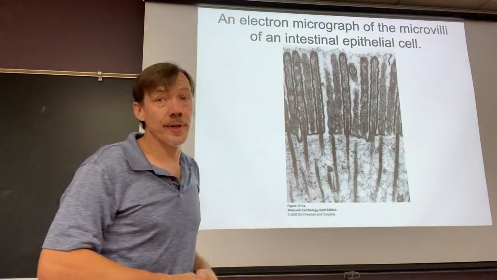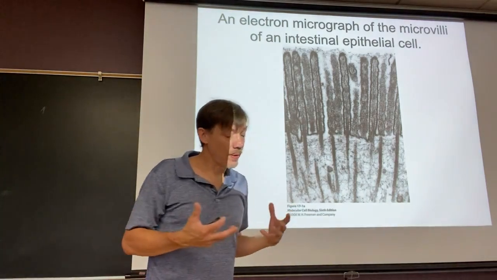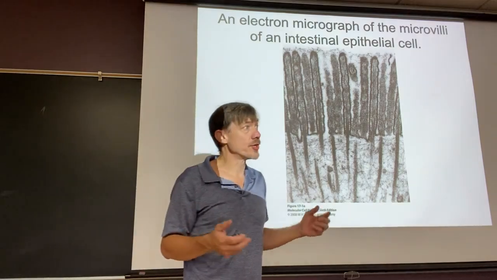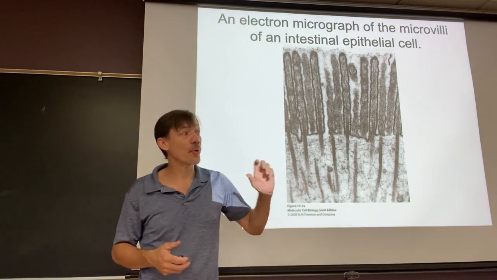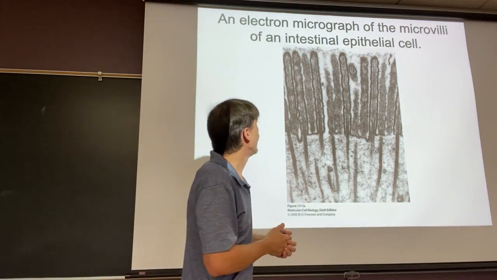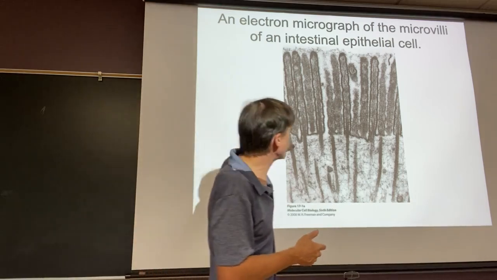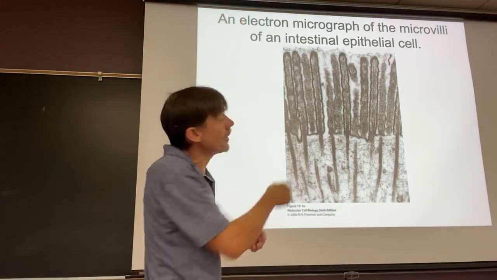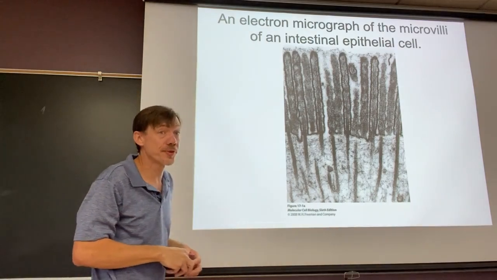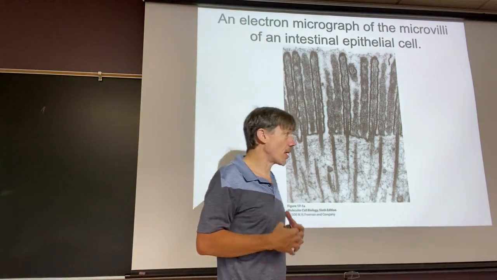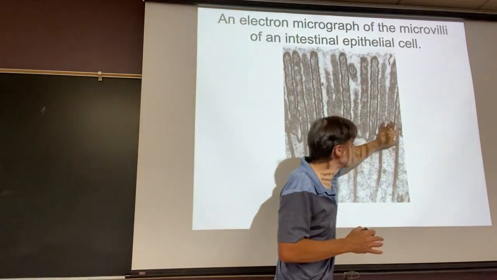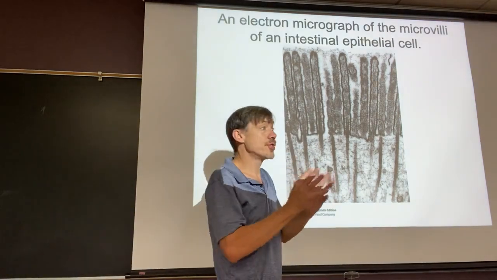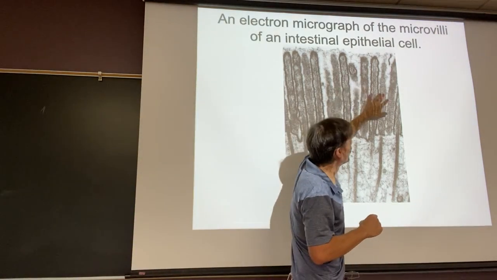So getting into one critical idea in cell biology, that of polarity. So things have direction. And this is an electron micrograph of microvilli in an intestinal epithelial cell. So inside our gut, there's a layer of epithelium, and the cells that project in the gut have these filopodia.